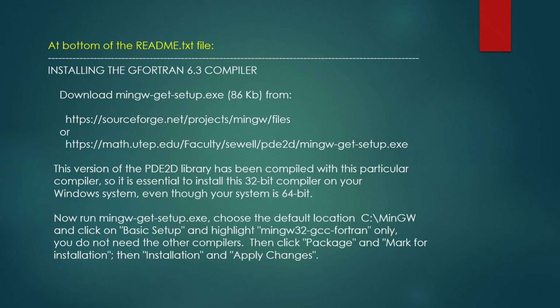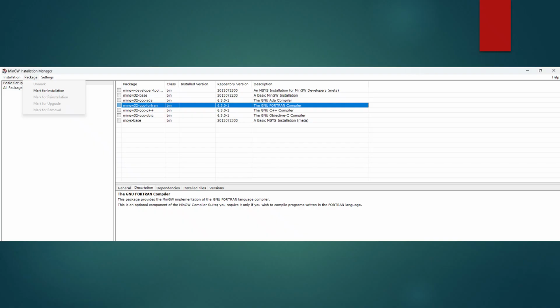The pre-compiled library pd2d.lib that comes with this version has been compiled using a particular compiler, Gfortran 6.3, that can be downloaded free of charge. Look at the readme.txt file. At the bottom are instructions on where to download the required compiler and how to install it. Execute the setup file for this compiler and choose only the Fortran compiler. That's all you will need. Use the default location for the compiler.